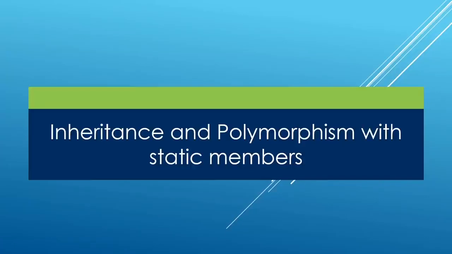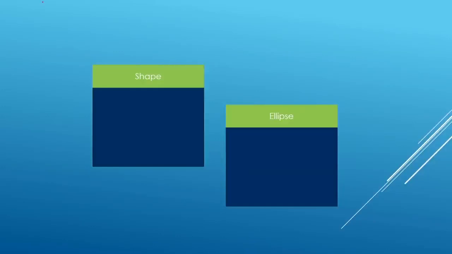Go ahead and finish up here and meet me there. In this lecture, we're going to explore how inheritance and polymorphism play out with static members that we have in our classes. And we're going to be using this inheritance hierarchy here. Our base class is going to be shape. We're going to inherit from that and create an ellipse class. Let's look at some code here.